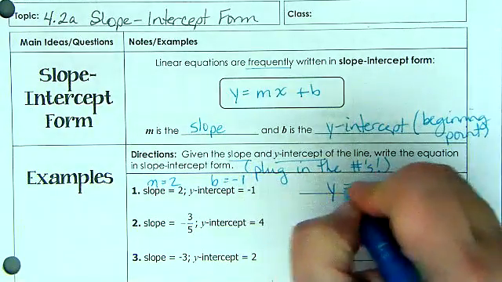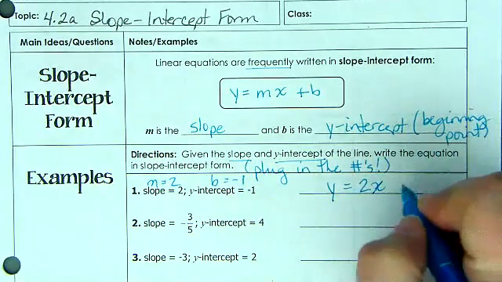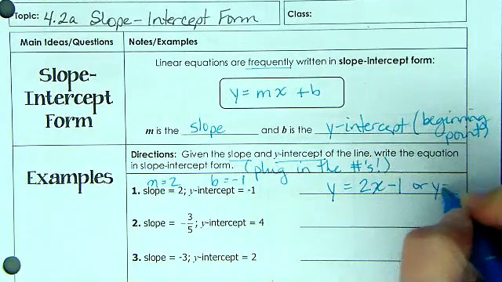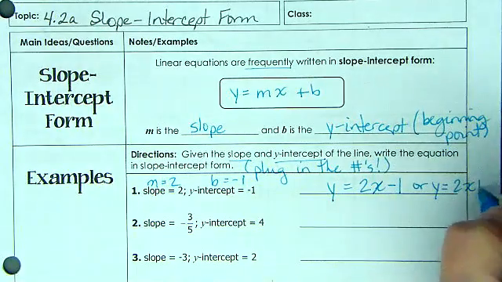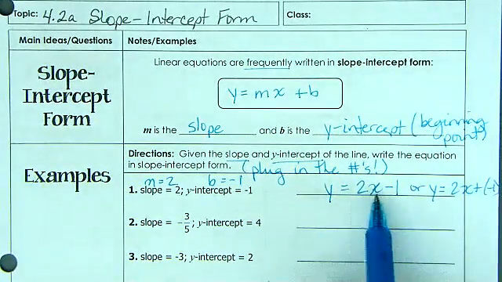So we're going to have y equals 2x, and you have to have the x, minus 1. Or if you want to write it as y equals 2x plus -1. Both of these are acceptable. Normally, you'll see it written in this form here.